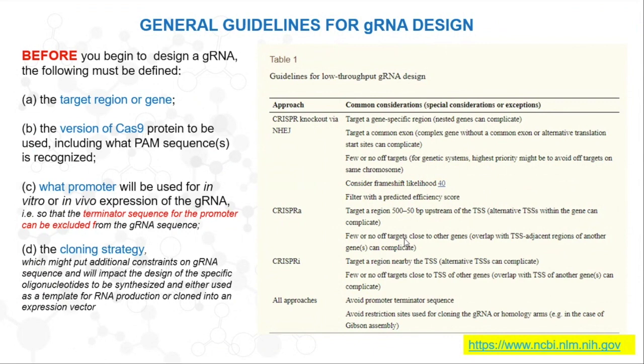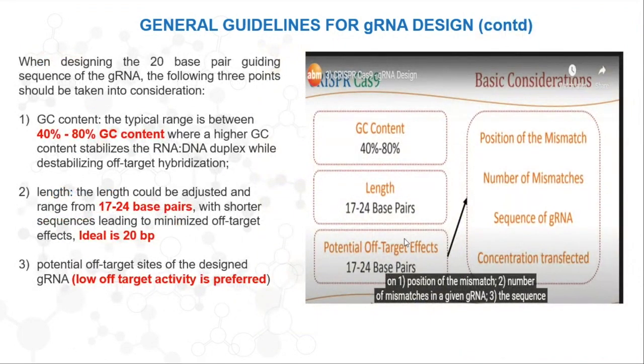Now with that in mind, let's go straight to the features of the guide RNA sequence which are important to be considered. So, general guidelines for guide RNA design. The guide RNA which we are going to design is usually a 20 nucleotide long sequence. It can vary from 17 up to 24 nucleotides, but the ideal length is 20 nucleotides. So it's a short RNA sequence that has to be designed. Now, the first concern is the length that I've told you.